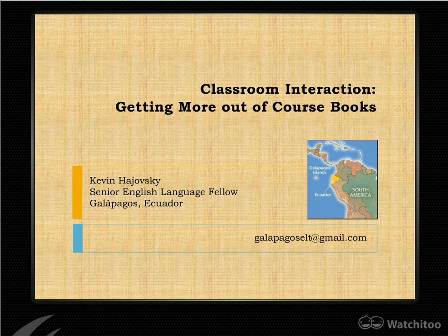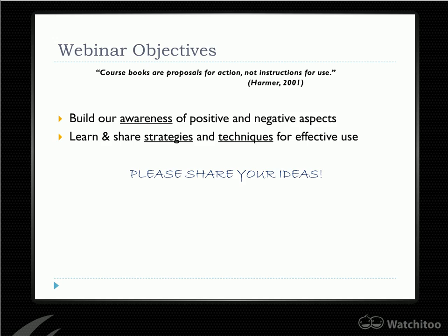Yeah, so today we're going to look at increasing classroom interaction, getting more from our course books, so that we can improve some of the practices that we have in our classes and continue to develop as professionals. Today, our objectives are going to be focusing on building our awareness of the positive and the negative aspects of using course books.